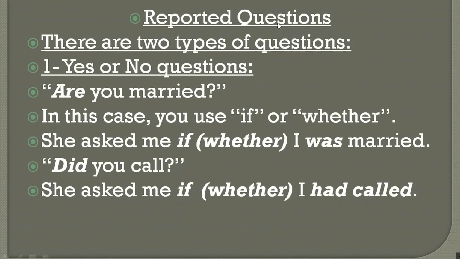Now, how about reported questions? What if it's a question, not a sentence? All the previous examples were sentences, not questions. But now we're going to talk about questions. Basically, there are two types of questions. There is the yes or no question. A yes or no question is a question which is answered by saying yes or no. For example, if you ask me, are you married? I'll reply by saying yes, I am, or no, I'm not. So that's why we call it a yes or no question.